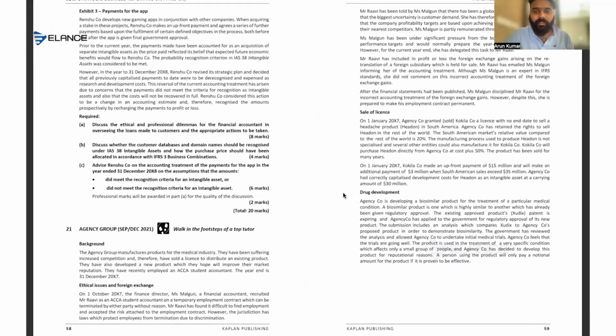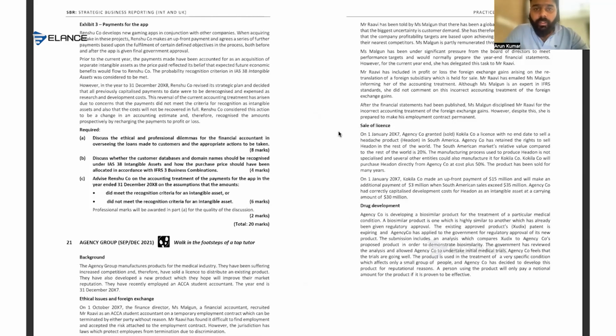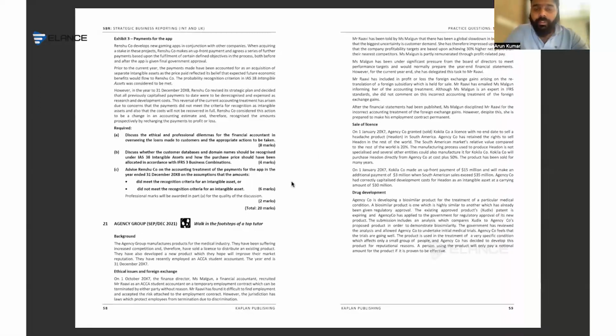So just read the scenario, question number 21. Just quickly go through it. Ethical issue here. What's the ethical issue? The ethical issue here is they are recognizing the translation gain or loss in P&L. In case of a foreign subsidiary, we know that the translation gain or loss should be initially recognized in which item? We have discussed it in the last class, right?